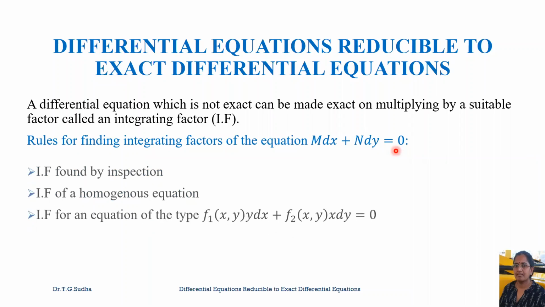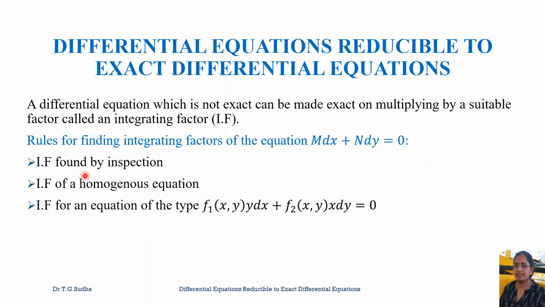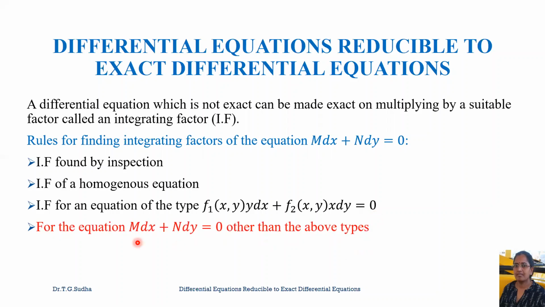In the previous three sessions, we have found by inspection, we have found for a homogeneous equation, we have also found for an equation of the type f1 of x comma y into y dx plus f2 of x comma y into x dy equal to 0. In this session, let us look into the equation Mdx plus Ndy equal to 0 other than the above three types.